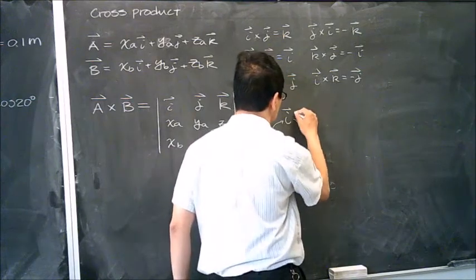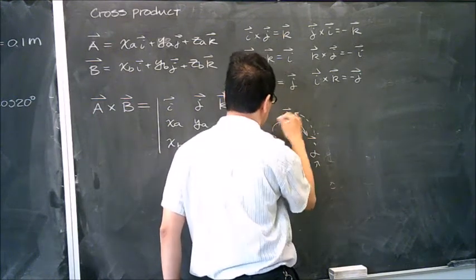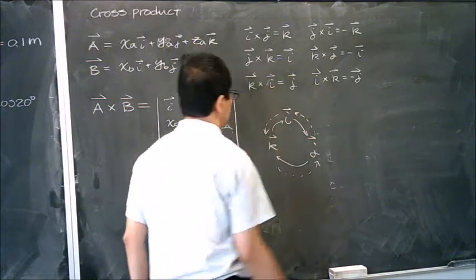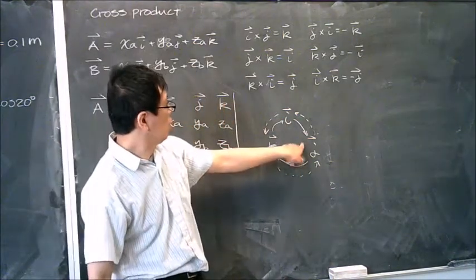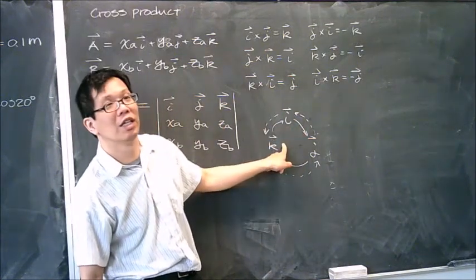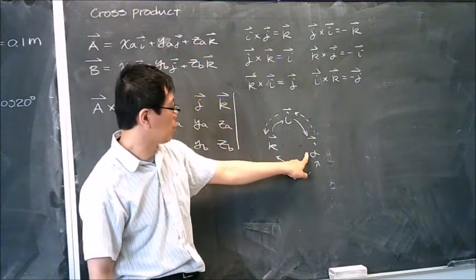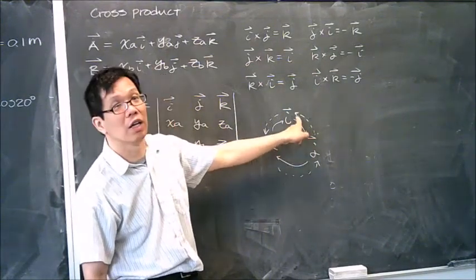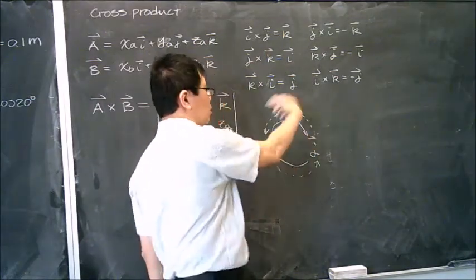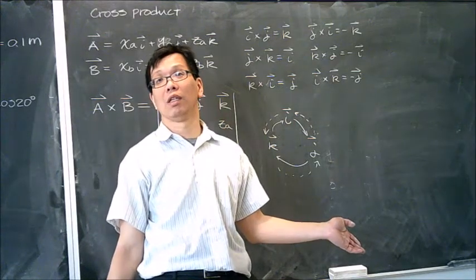If you do something like this, J cross product I becomes what? Negative K. K cross product J becomes negative I. So if it's in this direction, it's positive. In this direction, it's negative. It might be easier for you to remember what's going on.